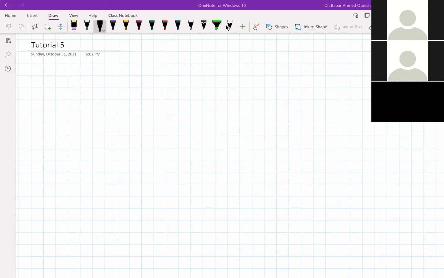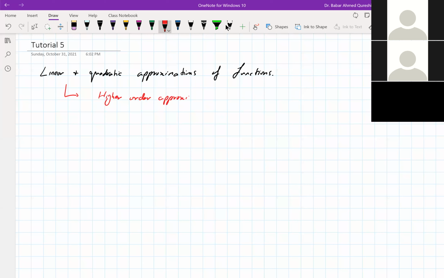Now, let me start by doing some problems related to linear and quadratic approximations of functions. And this naturally leads to higher order approximations, which finally leads to the Taylor series.